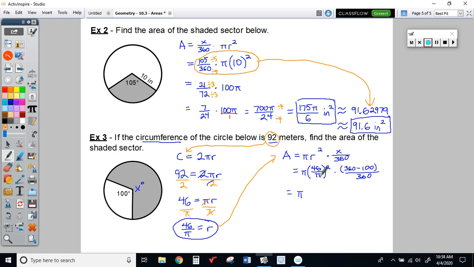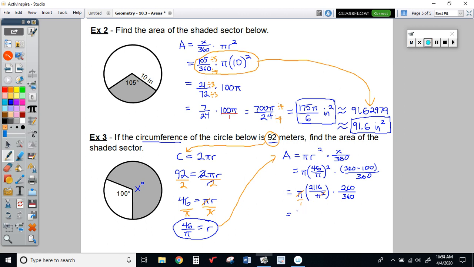instead. So if you square 46 over pi, you'd have 46 times 46 on the top, which is 2,116, and you'd have pi squared on the bottom, pi times pi. So I'm going to leave it just like that for now, and then this would become 260 over 360. And then from there, this is like a pi over 1. So one of these pi's on the top here, pi times 2116, that would cancel with one of the pi's on the bottom. So I'm going to do that in a cross cancellation fashion there.